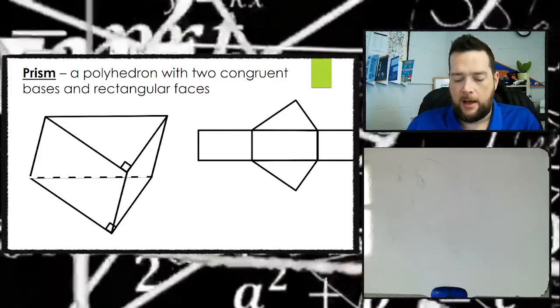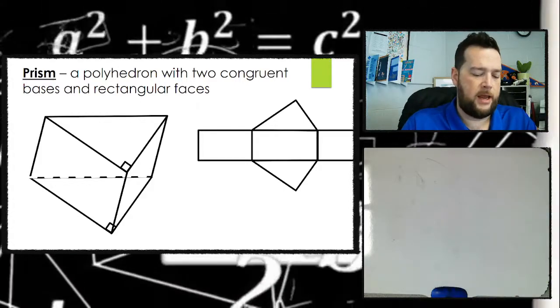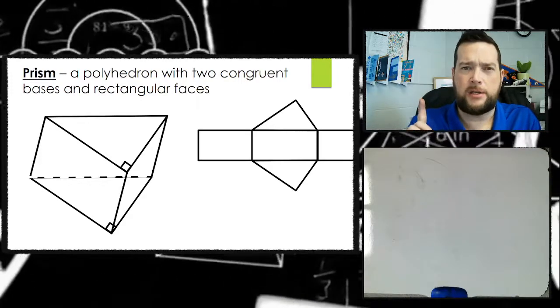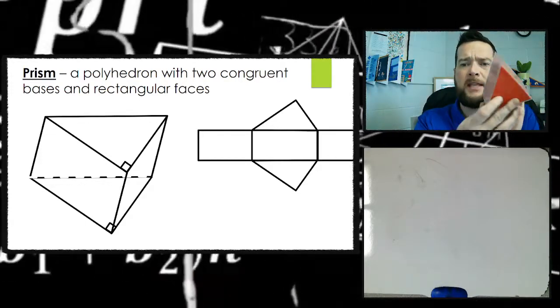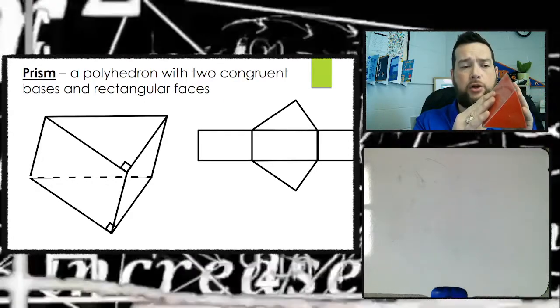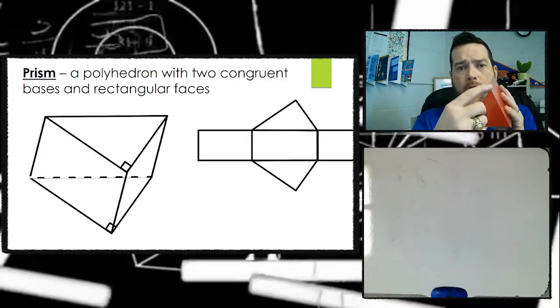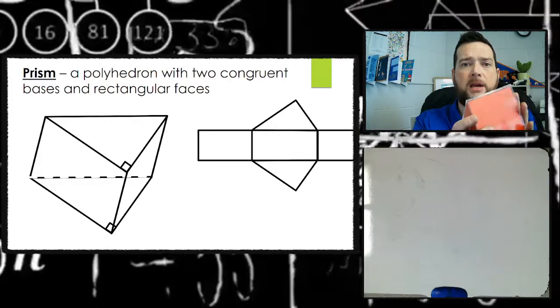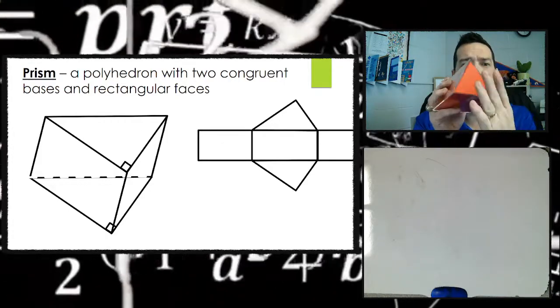So let's just kind of talk about this one right here. This is a triangular prism. And I'll tell you why I called it a triangular prism in just a second. But this is a prism because first of all, it's a polyhedron: straight, flat sides, straight edges, pointed corners. And it's a prism because you have two congruent bases. You have a bottom and a top.